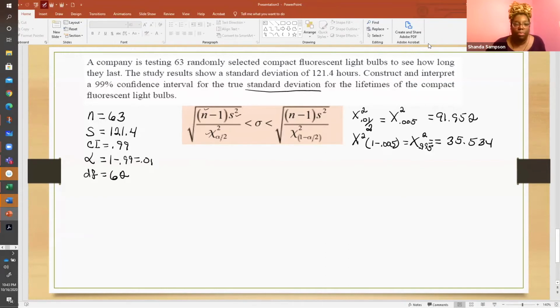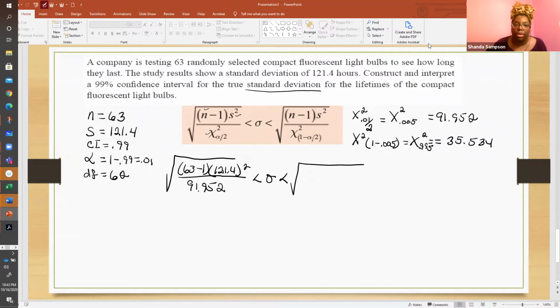Now all I need to do, just like any other one, is plug it into my formula. So I have the square root of 63 minus 1, 121.4 squared, all over the chi-square alpha over 2, which is 91.952. That's less than sigma, which is less than the square root of the same thing at the top, all over, now this is minus 1, 35.534. Remember, the rounding rule is the same as it used to be. You can't go any more in detail than what we're given.